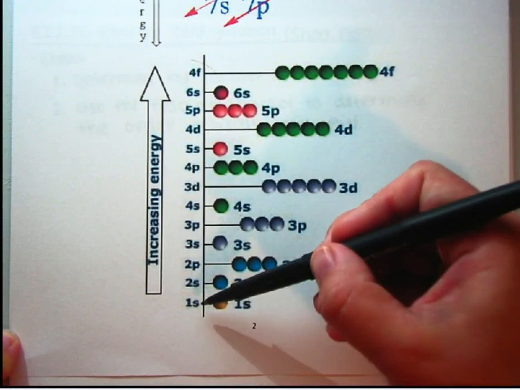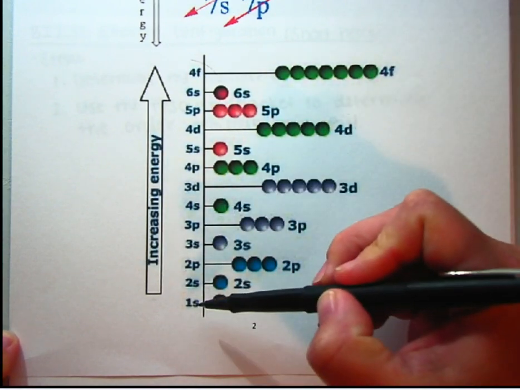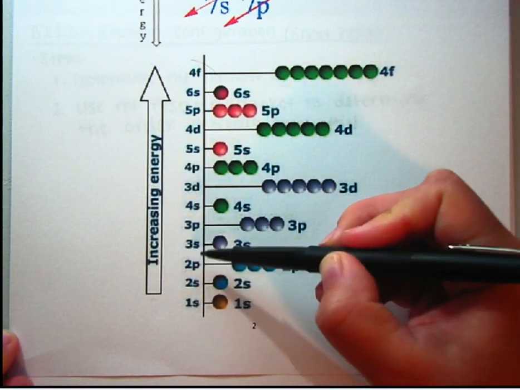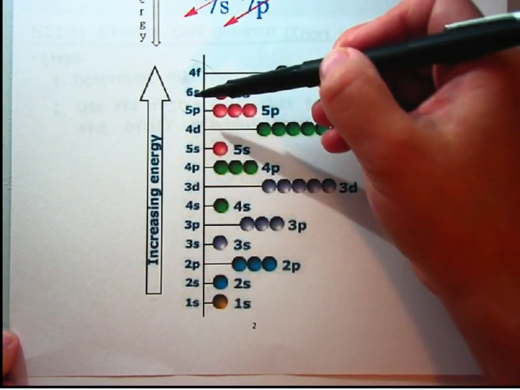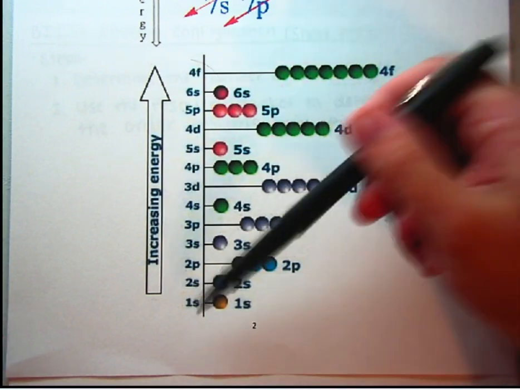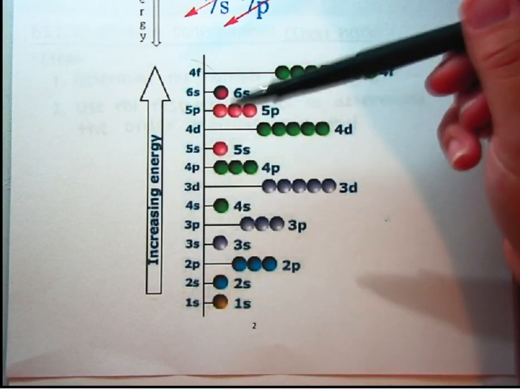So if we're going to write our orbitals in order of increasing energy, we would start with 1s, and then 2s, then 2p, 3s, 3p, all the way up. The way that you determine which orbital to start writing, which one is the lowest energy, is just start at the bottom, and energy increases as we move up.